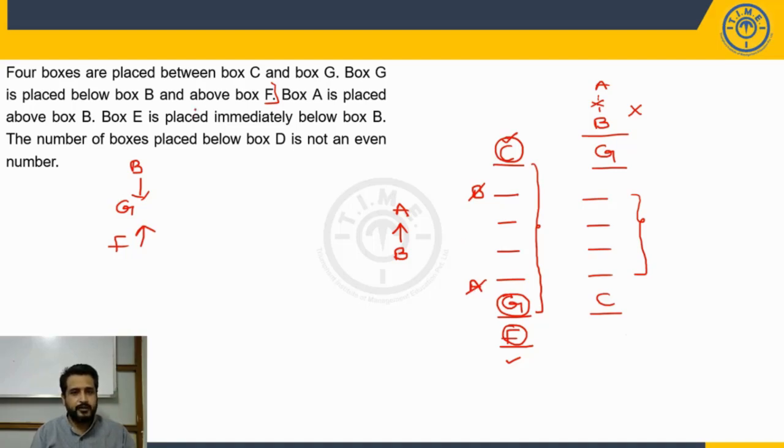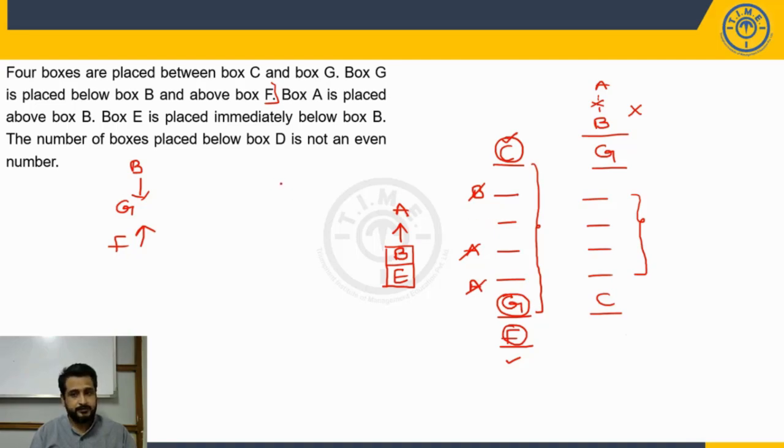Now let's move further. E is placed immediately below B. So E is immediately below B. So it should be like this. If it is the case, even A cannot be here, because if I take A here, I may take B, I may not take E. So A cannot be here. A can be in one of these 2 positions, right?